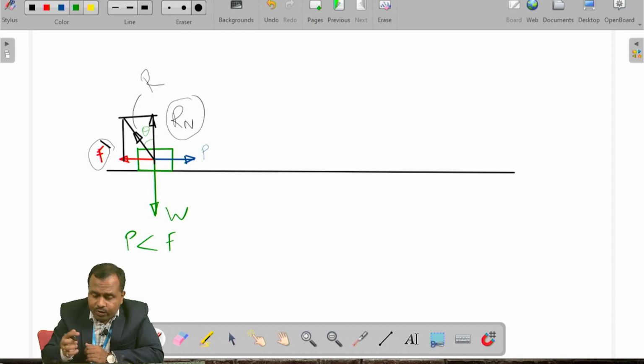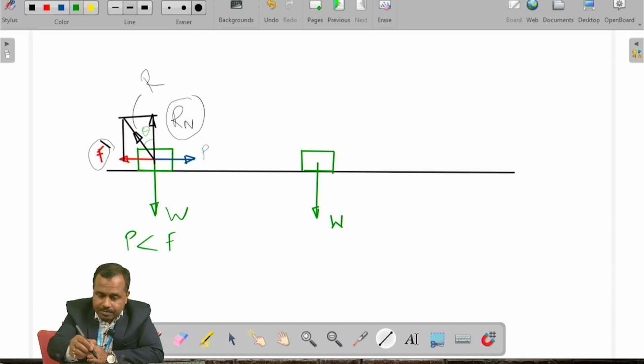Now what I will do, for the same object I am going to increase the force P. So once again here I am going to consider the same object. So this is the load W, which will act towards the downward side. Similarly, normal reaction offered by the plane.